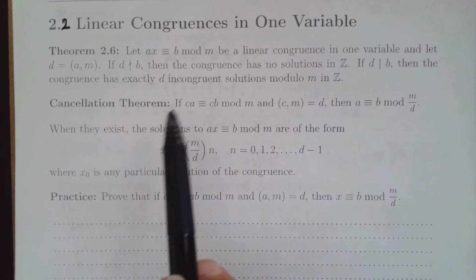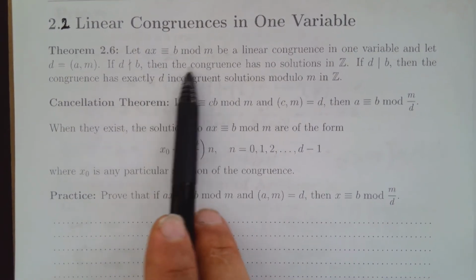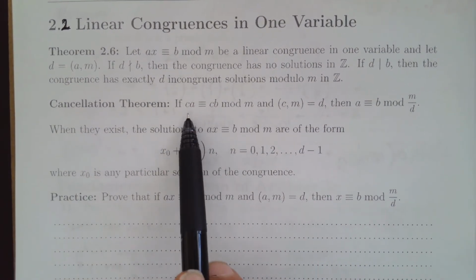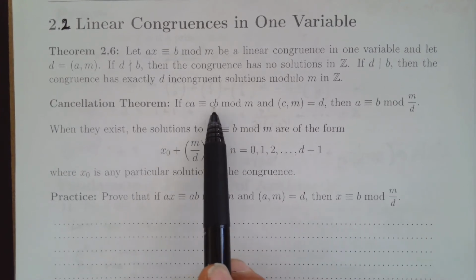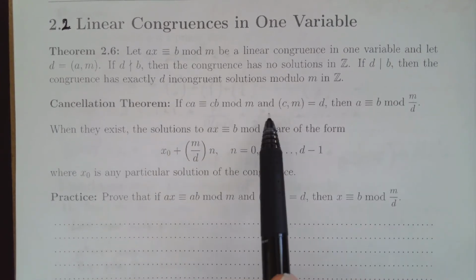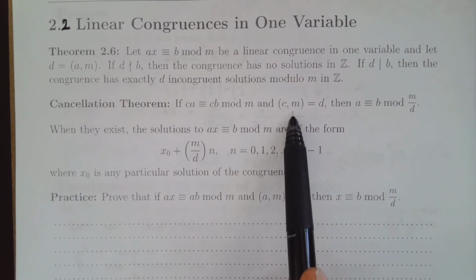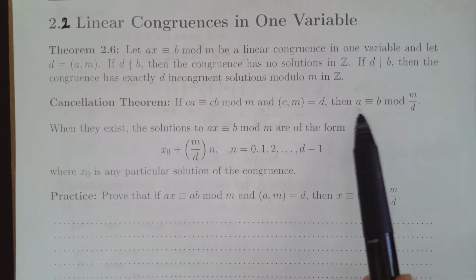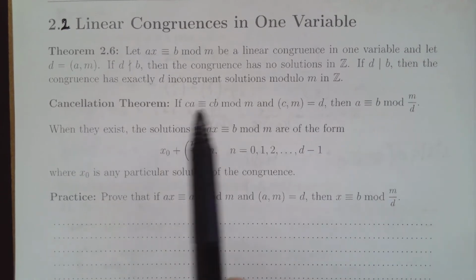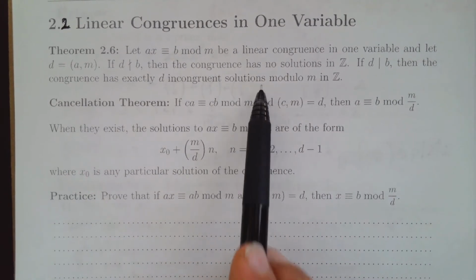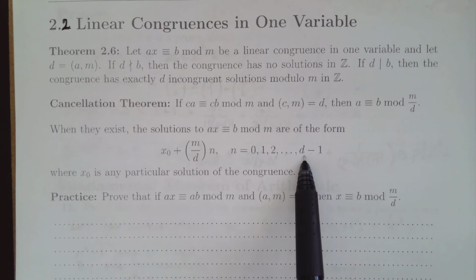Something that can help us solve these is our cancellation theorem, which says that if CA is equivalent to CB mod M, with the greatest common divisor of C and M being D, then A is equivalent to B mod M over D. And of course, these incongruent solutions, when they exist, take this form.